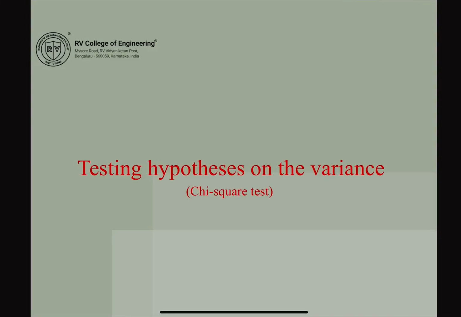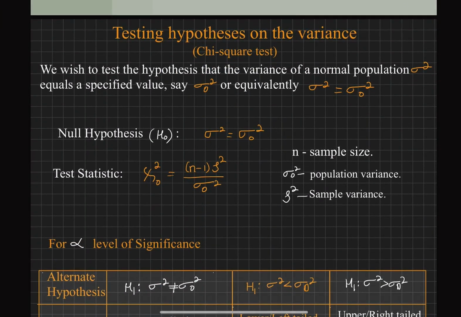In this video lecture, we shall see about testing hypothesis on the variance, that is also known as chi-square test. Here we wish to test the hypothesis that a variance of a normal population sigma square equal to a specified value, say sigma naught square, or equivalently we want to test sigma square is equal to sigma naught square, or even this test can be on the standard deviation, that is sigma is equal to sigma naught.